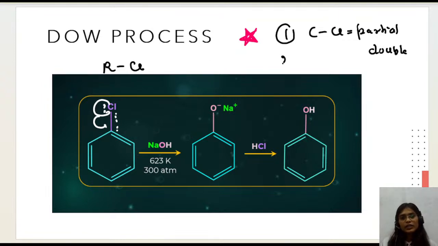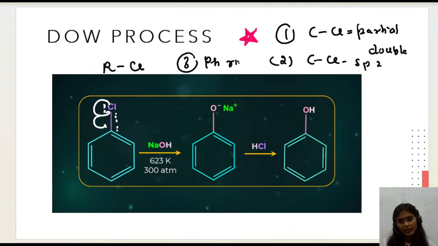Reason number two, the carbon chlorine bond is sp2 hybridized. The higher the percentage of s character, the stronger the bond. And the third factor is that the phenyl ring is behaving like a bulky group. You can say phenyl ring hindrance as well.